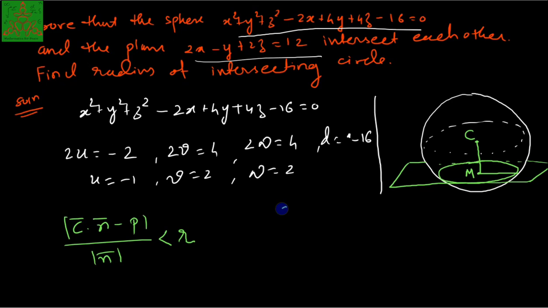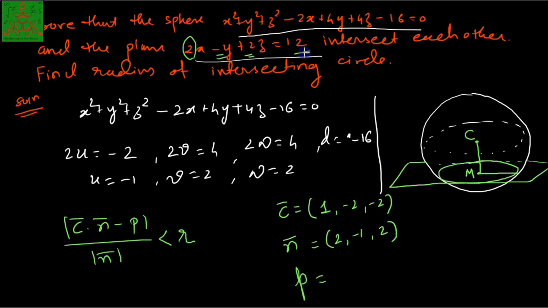What is c bar? That is the center, minus u, minus v, minus w, so that gives you 1, minus 2, minus 2. What is n bar? It is the normal to this plane. The normal to the plane can be calculated using these coefficients, that is 2, minus 1, 2, that is n bar. What is the value of p? It is minus 12, because if you take 12 to the other side, this will give you minus 12. So these are the values of c bar, n bar and p.